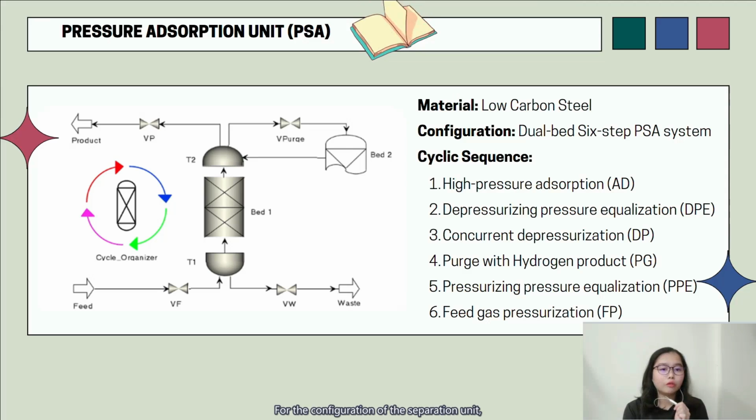For the configuration of the separation unit, a 2-bed 6-step system is used. This system works at a constant temperature to perform the adsorption and desorption process by alternating the pressure. The impurities are adsorbed to the adsorbent at high pressure until the equilibrium loading is reached. When little further adsorption capacity is available, the impurities are desorbed by lowering the pressure to regenerate the adsorbent. The whole process is summarized in the 6-step cyclic process as shown here.